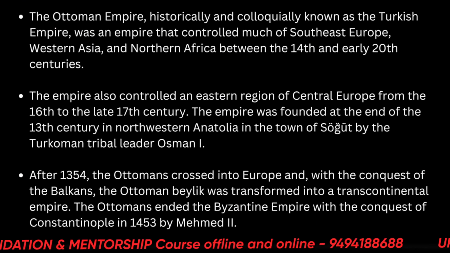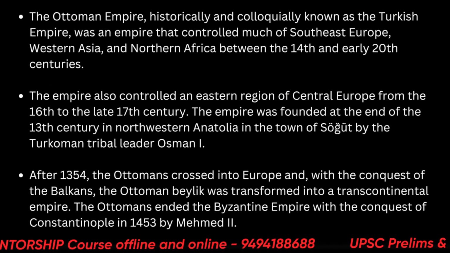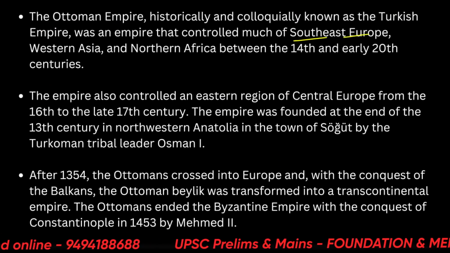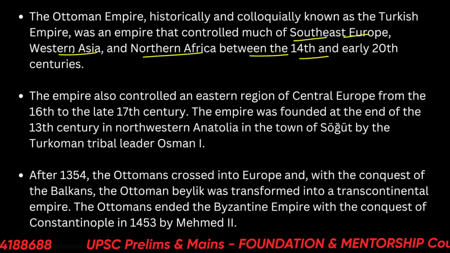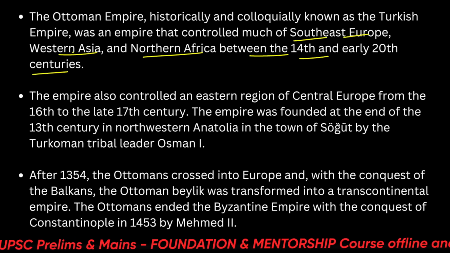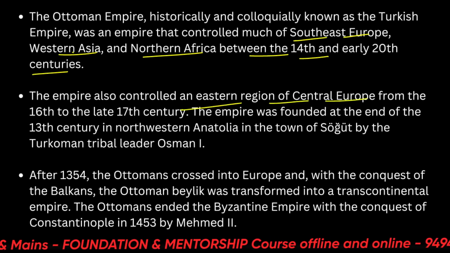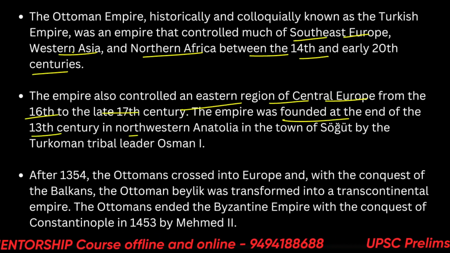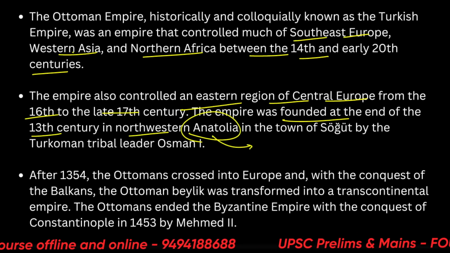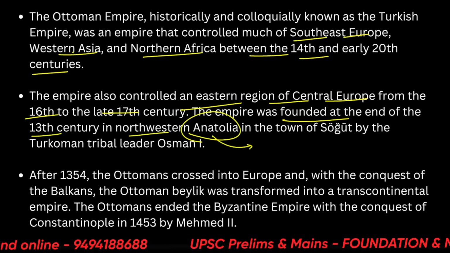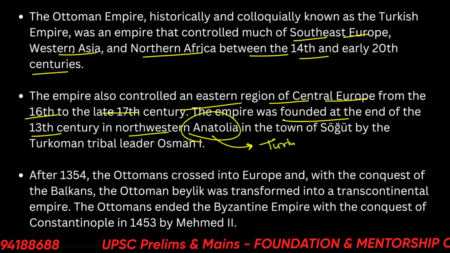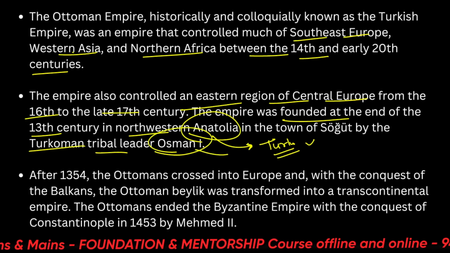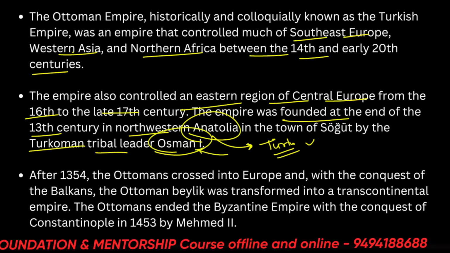Alright. Moving forward, so the Ottoman Empire, historically and colloquially known as the Turkish Empire, was an empire that controlled much of Southeast Europe, Western Asia, and Northern Africa between the 14th and 20th centuries. The empire also controlled an eastern region of Central Europe from the 16th to the 17th century, and it was founded at the end of the 13th century in northwest Anatolia. Anatolia is a plateau. The question has come from here. This plateau is where Turkey is located, by the Turkoman leader Osman I or Usman. On his name only, this empire is known as Usmania.